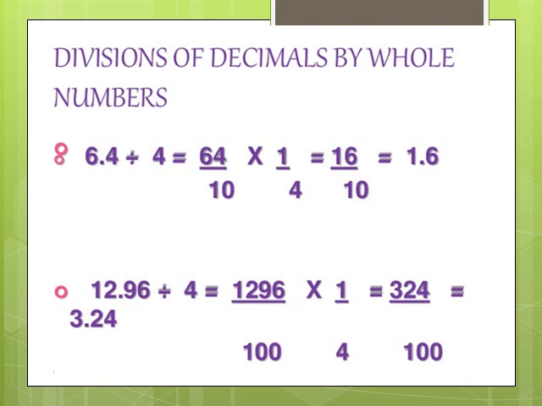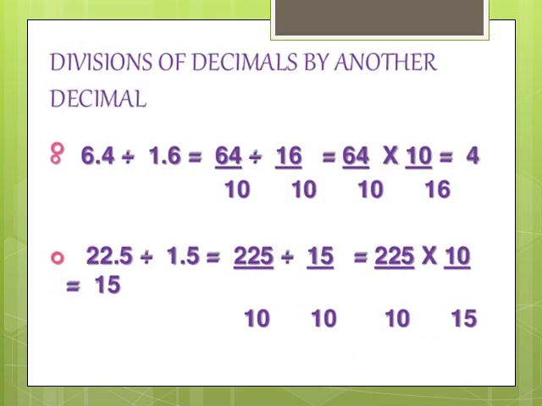Similarly, another decimal number is 12.96 when it is divided by a whole number 4. Here also, convert this decimal number into a fractional number, which is 1296 upon 100. The division sign is converted into a multiplication sign, and then find the reciprocal of the next number. That is, the reciprocal of 4 is 1 upon 4. Then you solve it. 324 upon 100, 324 divided by 100. The decimal point will shift 2 places to the left. The answer will be 3.24. That is our quotient.